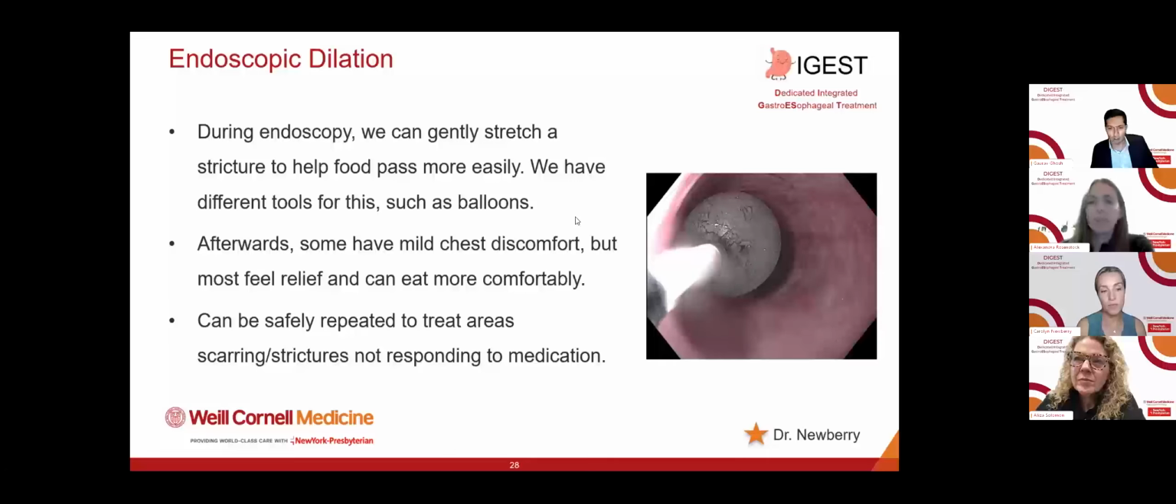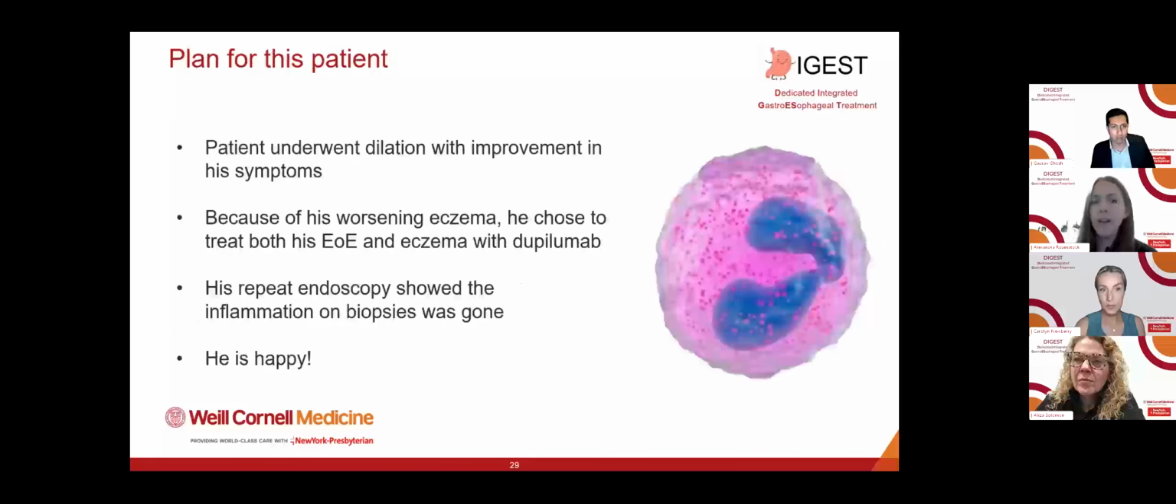Great. That is a very helpful description of how we might be able to treat you, even if you end up developing this scarring disease.